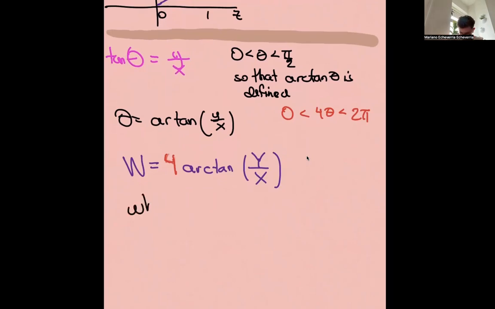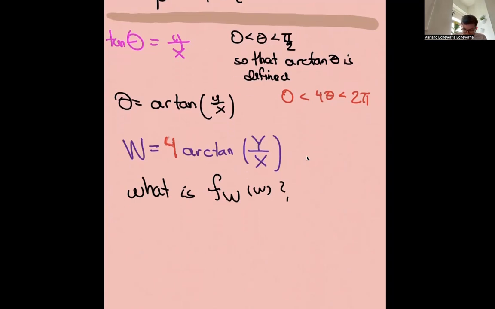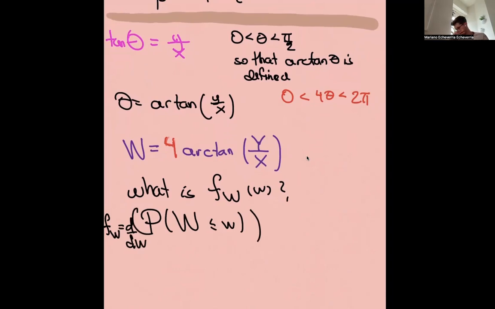So what is the density of this function? I could have called this big theta, but that can be too confusing. So I'm just going to keep this notation of random variables, where I call this z and w or things like that. So again, the idea is that you first have to find the probability that w is less or equal to w. And the density is going to be the derivative of that with respect to w.